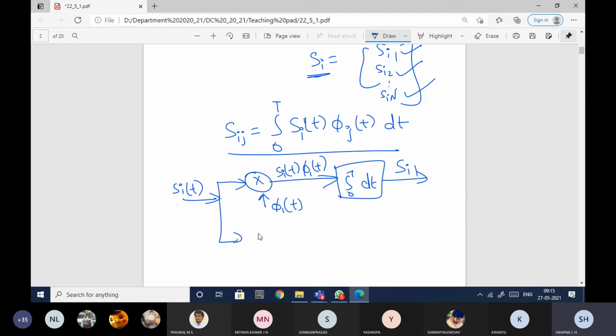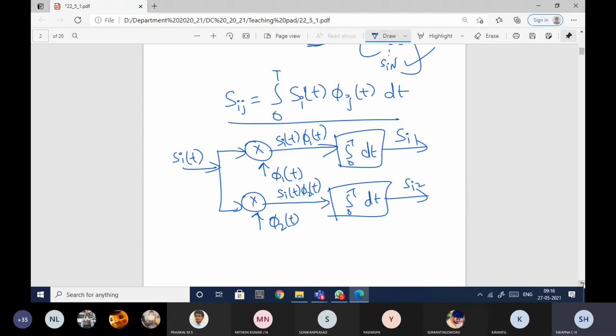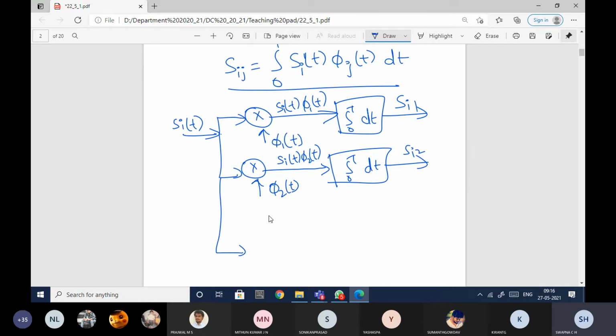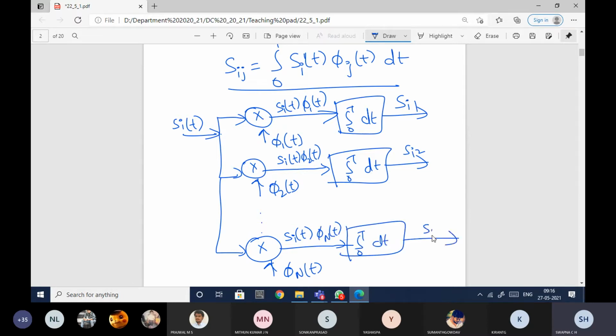Okay, next, in order to get Si2, I need to give it to the product modulator. Then I'll get Si of t into phi 2 of t. Again, after integration from 0 to t dt, I'll get Si2. In the same way, I have to just take it n times, so that phi n of t, multiply Si of t with phi n of t, so that the output here will be Si of t into phi n of t, and give it to the product module integrator, so that I'll get Sin. Okay, so this is how the vector is generated.